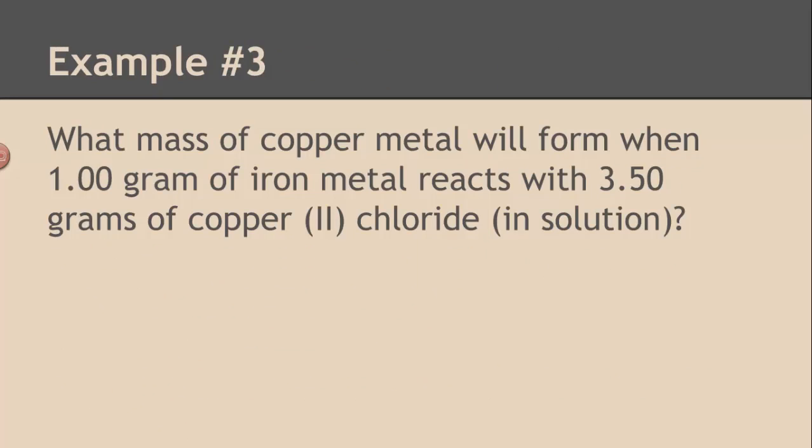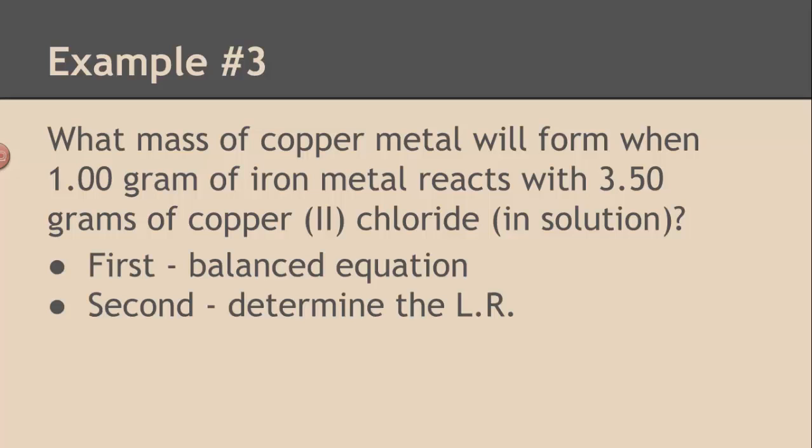Okay, so here's a real example. I'm going to start with a gram of iron metal, and I'm going to react it with 3.50 grams of copper(II) chloride in solution. And I want to know how much copper is going to form when I do this. Spoiler alert, I know copper is one of my products. Well, hopefully you were able to figure out, hey, this is a single displacement reaction. So I'm going to get copper and iron(III) chloride, okay?